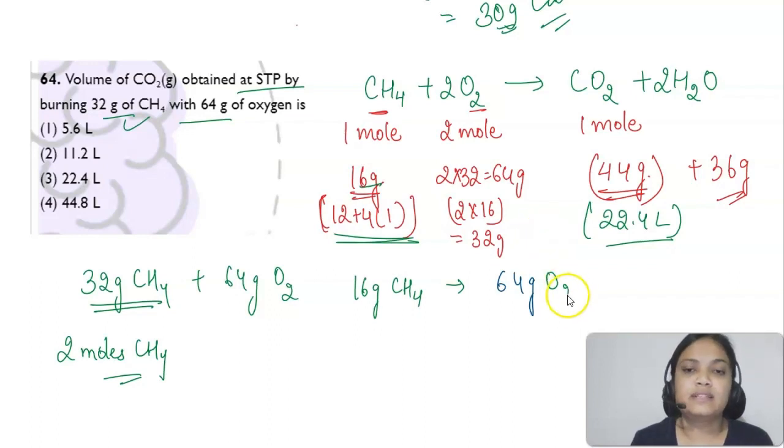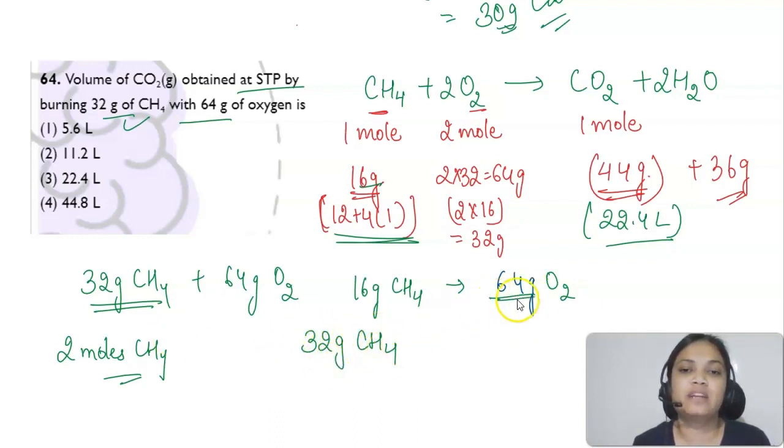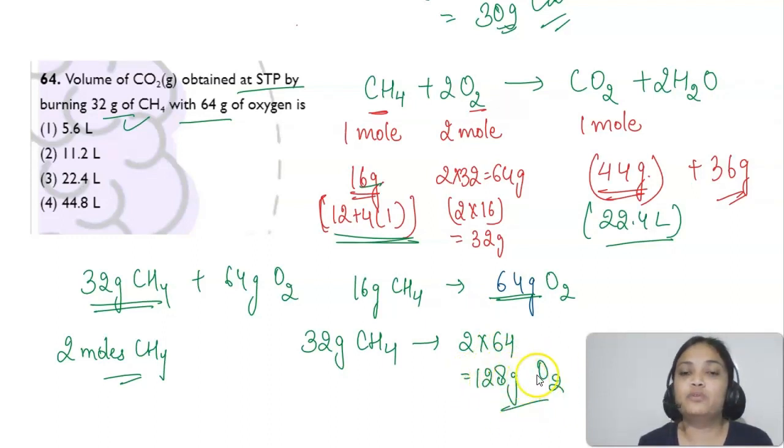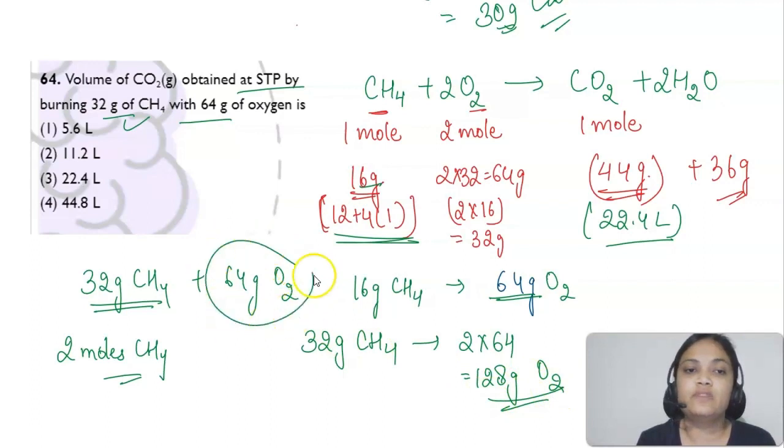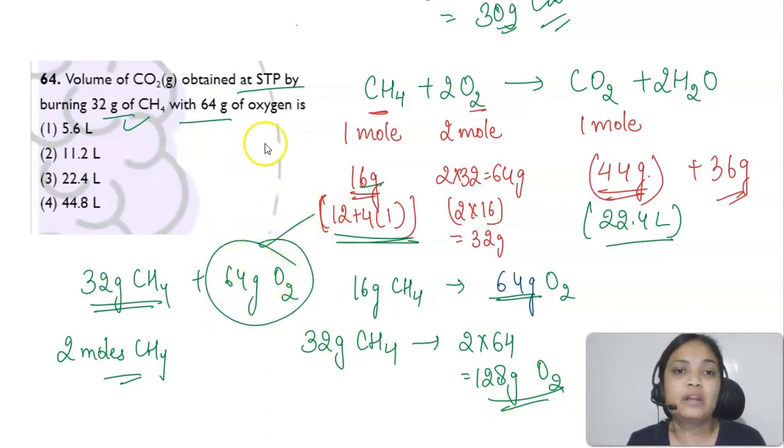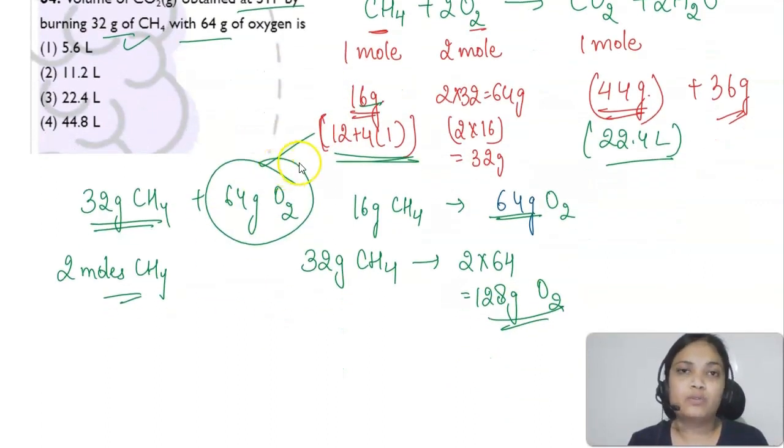So students, here it's reacting with 64 grams of oxygen, right? But in the question, 32 grams of methane is there. So if 16 grams reacts with 64 grams of oxygen, then 32 grams of methane requires 2 into 64, which means 128 grams of oxygen. But we don't have 128 grams of oxygen. We have only 64 grams, which is less than the amount required.